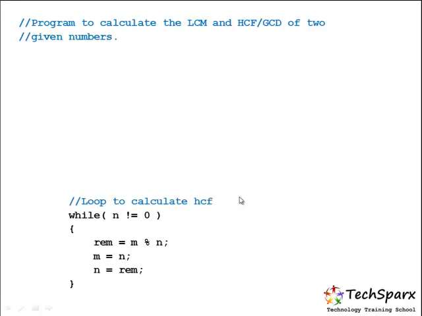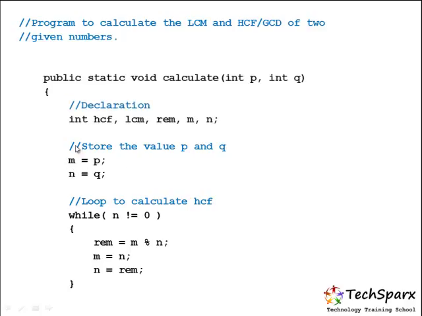Of course, we'll have to write one comment for every loop. Make sure that you keep writing the comments. Now, also you need to store the original values. The original values are in P and Q, which we will be accepting as parameters. That I store in m and n. Make sure that you declare all the variables. I need one HCF, one LCM, one remainder, one m and n. So the original values are accepted as parameters P and Q. Those P and Q are stored in m and n.